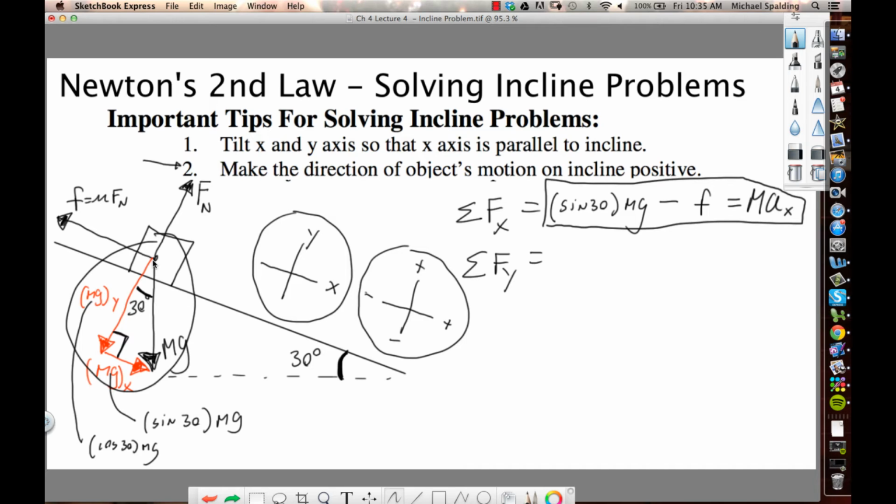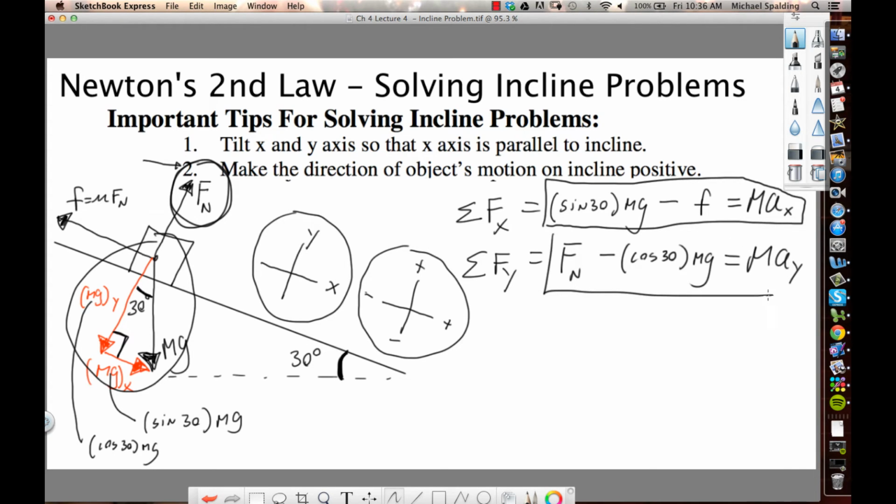Okay? All right, in the y direction, how many forces are in the y direction? 2. We have normal force pointing up, and then what's our other y force? mgy. So this is going to be normal force minus cosine 30 mg. Those are the 2 y forces. Sum of the forces always equals ma, and that's a y acceleration.